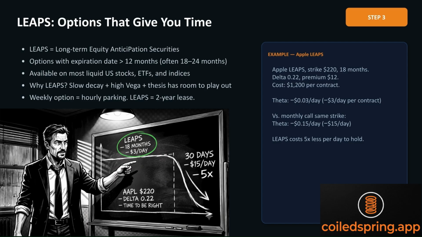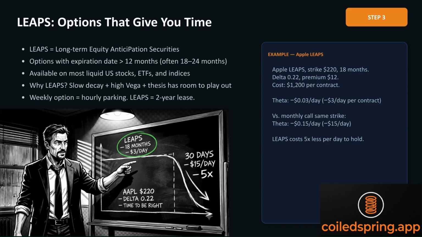And that changes everything. Remember the decay curve from the last slide? The part where decay was slow, $1 per 30 days, $1.50, barely moving? That's where LEAPS live. Permanently. For most of their life, LEAPS sit on that flat, early part of the curve where time is not an emergency.